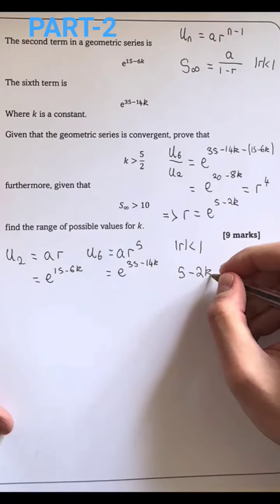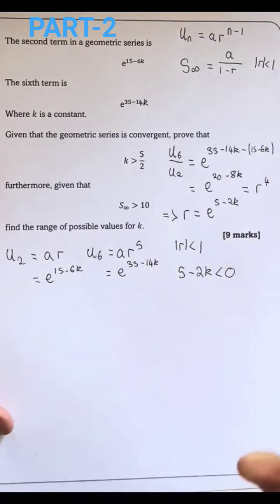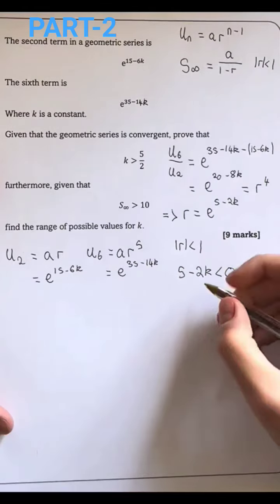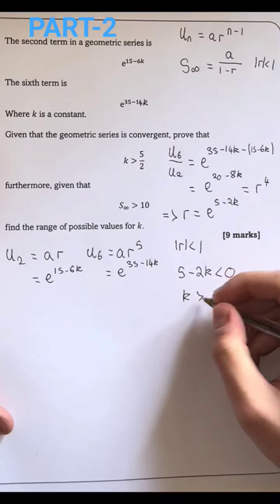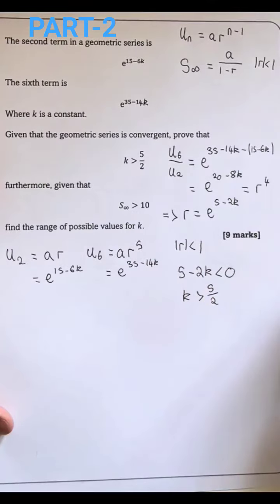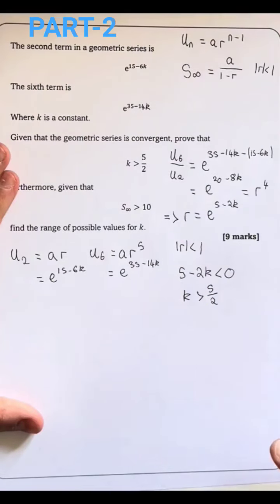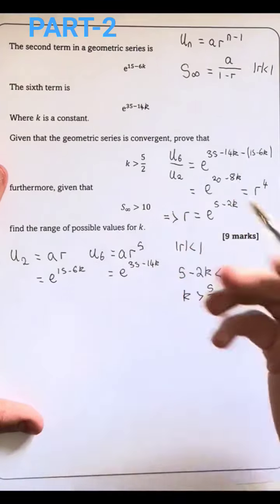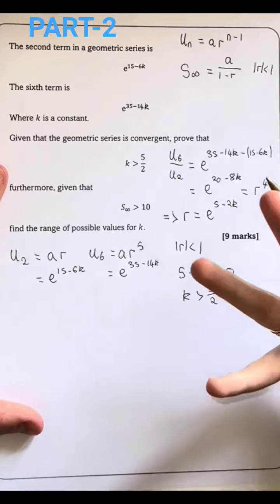So 5 minus 2k needs to be less than 0, because it's the only way that the absolute value of r is going to be less than 1. And then we just solve this inequality, and we see that gives us that k is greater than 5 over 2. Okay, so first part done, it's not actually that bad, but then we have to use the fact that the sum to infinity is greater than 10 to find the possible range of values for k.